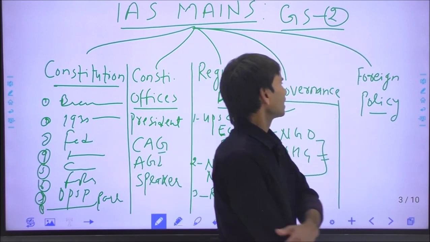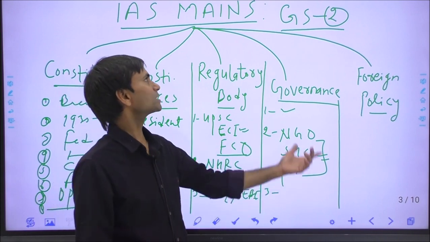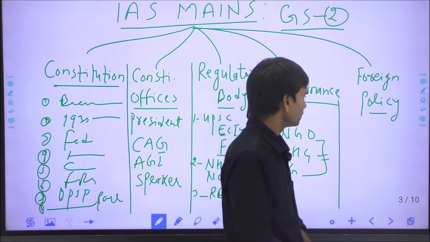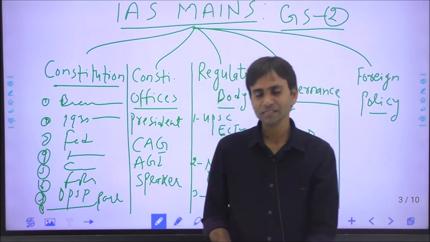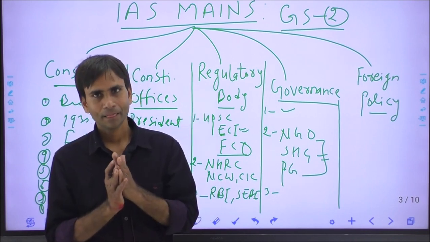The last is India's foreign relationship. This is the last topic of General Studies Paper 2. UPSC has mentioned 4 lines in this. First is India and its neighbors.